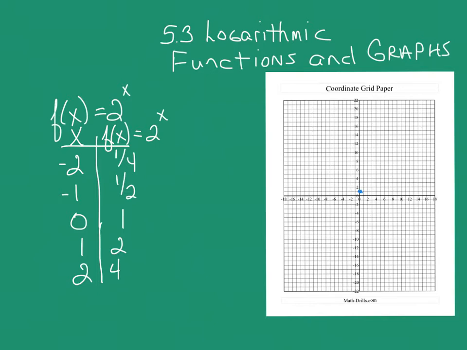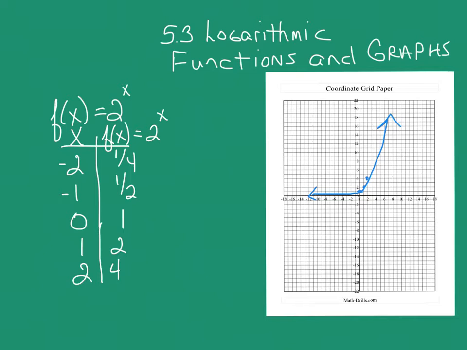crosses this point, and it looks like this. We have an increasing function. We have a domain of all real numbers, a range 0 to infinity, and notice it always crosses at the point 0, 1 unless we've done some kind of a shift with our graph or with our function.